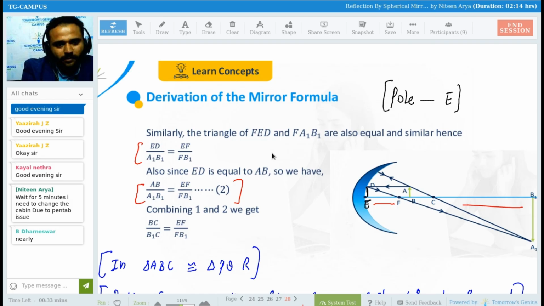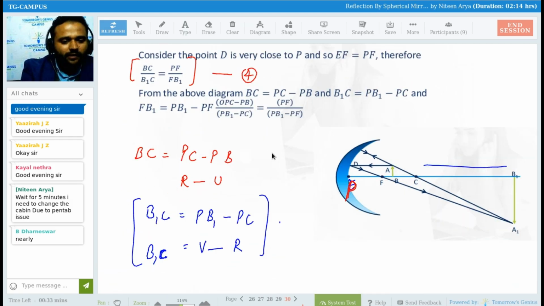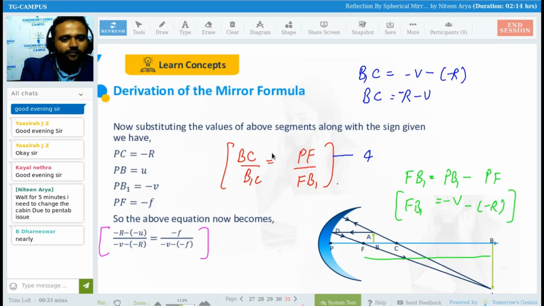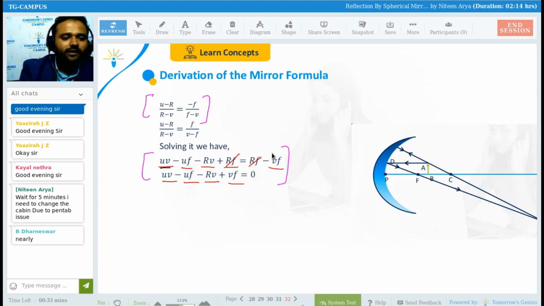Going back to the page, using the similarity property of triangles FED, or you can say FPD and FA1B1, we get this. Now using equations 1 and 2, combining both, we get BC upon B1C1, or EF, or you can say PF upon FB1. Then we find the values of B1 and C1. Nothing more, we substitute the values: PC equals minus R, PB equals U, PB1 equals minus V, PF equals minus F. We get every particular value with the help of the diagram.